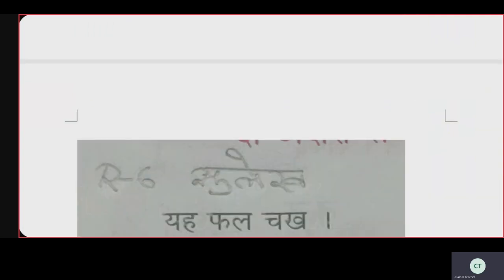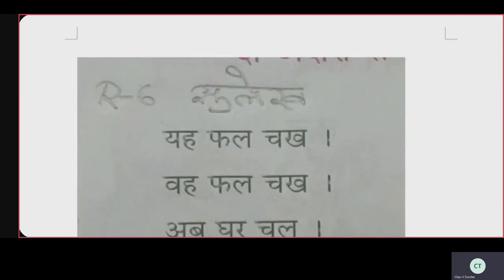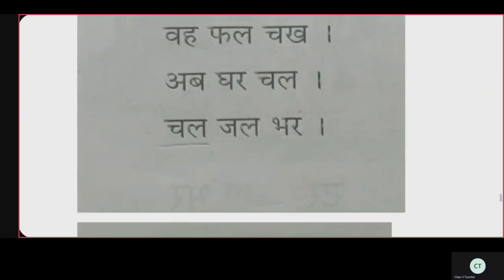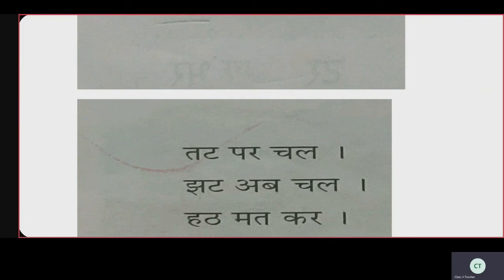Next is Sulekh. This is copywriting. You have to see this and write it in your CW neatly. Practice touching the line neatly, right? Okay, children.